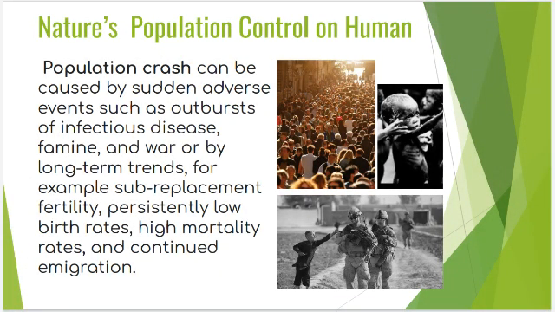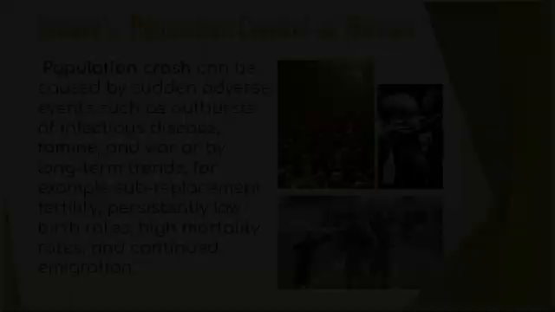Now, even though human beings are considered apex predators, they still have no exemption from nature's population control. Now, what do we mean by population control? These are population crashes that can be caused by sudden adverse events such as outbreaks of infectious diseases, famine, war, or by long-term trends, for example, sub-replacement fertility, persistently low birth rates, high mortality rates, and continued emigration.